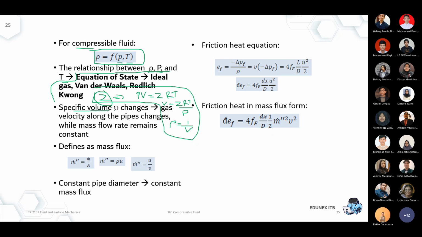So specific volume changes, gas velocity along the pipe changes, while the mass flow rate remains constant. So it becomes more consistent, and more useful for a gas pipeline, to express it as a mass flux. But again, it's still more complex compared to the liquid flow system.